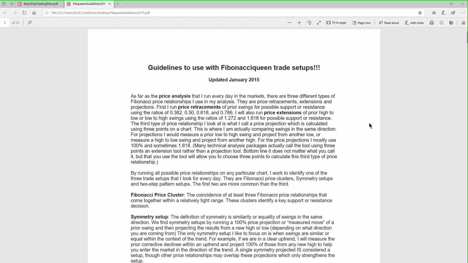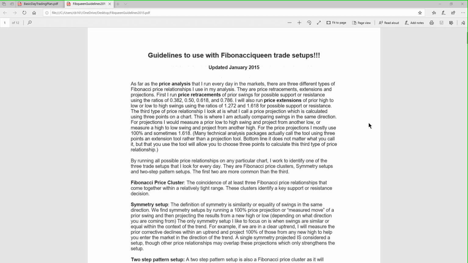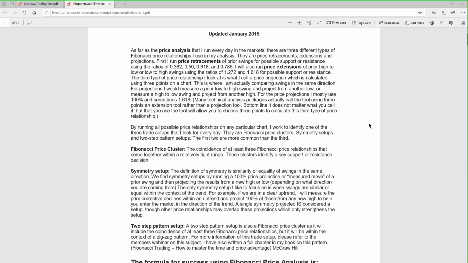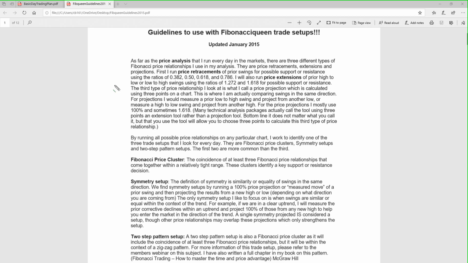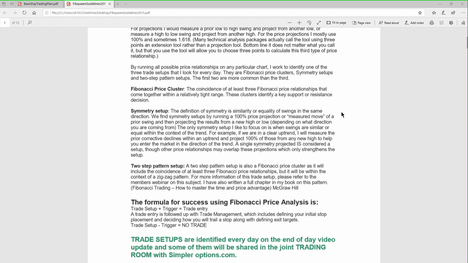So here with the guidelines, okay, I think what's most important here is that you pretty much know what I'm doing. I'm doing multiple price relationships, and I'm looking for clusters and a couple of other things. And what I do is I run all possible price relationships on any particular chart, from as many swings as I can gather on the chart. And I want to identify one of three setups.